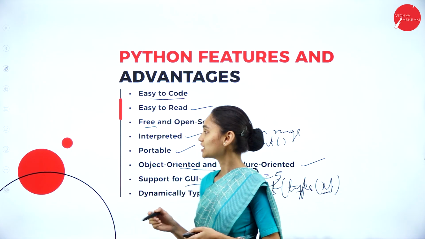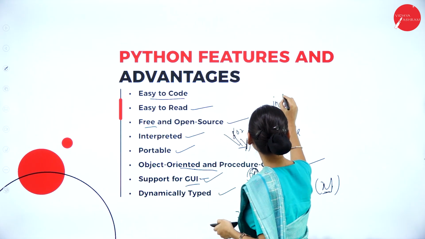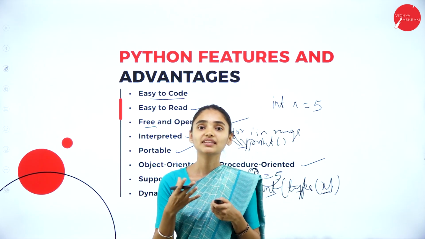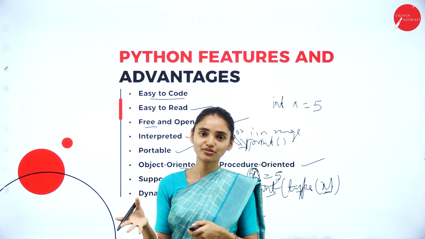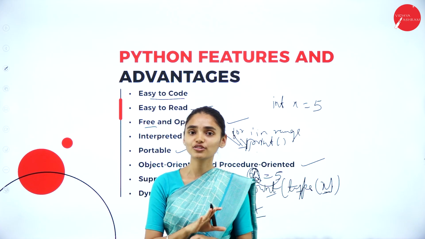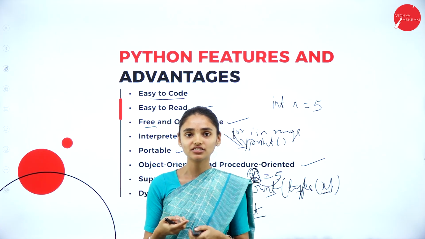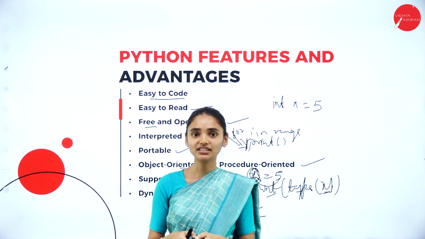For C and C++, you write int x = 5. There you are telling it that x is an integer type, x = 5. When it comes to Python, you are not telling it the type, just x = 5, and Python shows what type it is. That is called dynamically typed.